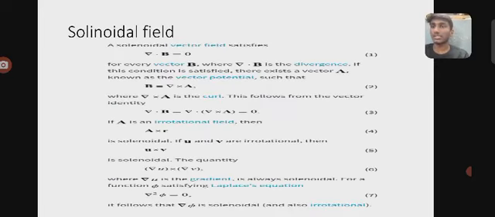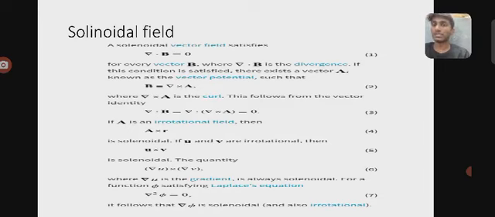Coming to the solenoidal field, which is also an incompressible field, a solenoidal vector field satisfies the condition del dot B = 0, where B is a vector. If the given condition is satisfied, it is called solenoidal. We know a solenoid is a spring-like structure. So for every vector B where del dot B is the divergence, if the condition is satisfied, then there exists a vector A, known as a vector potential, such that B = del cross A.